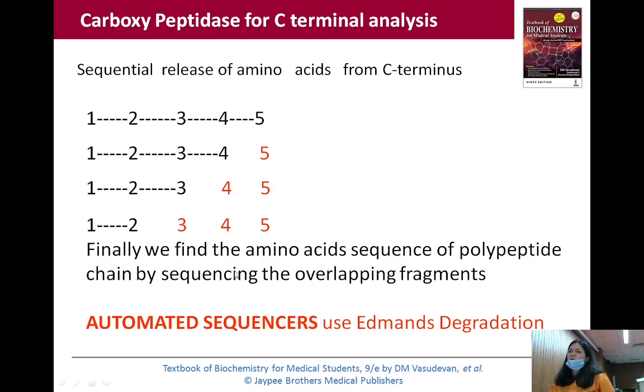Clear? So nowadays, sequencing can be done in an automated sequencer, and this automated sequencer uses the Edman degradation technique, and the amino acids which come out are identified by HPLC, that is high performance liquid chromatography.